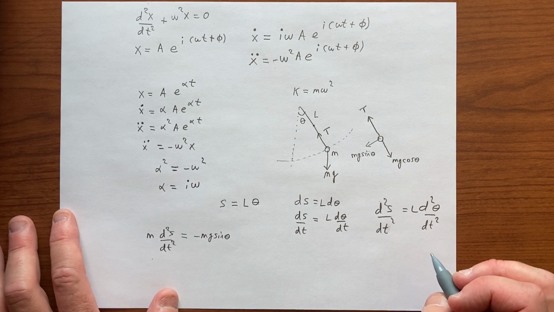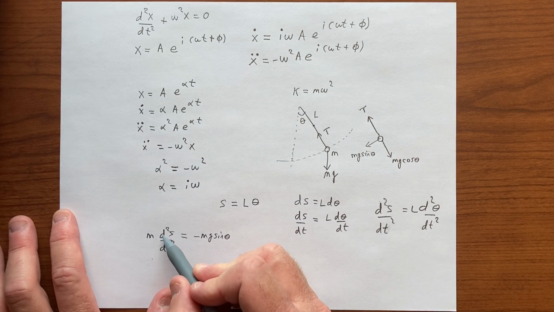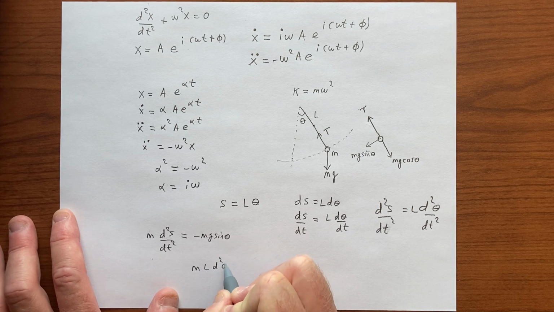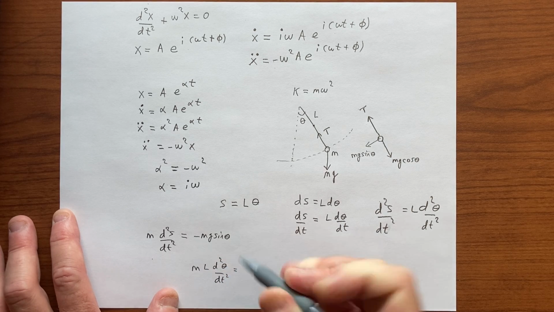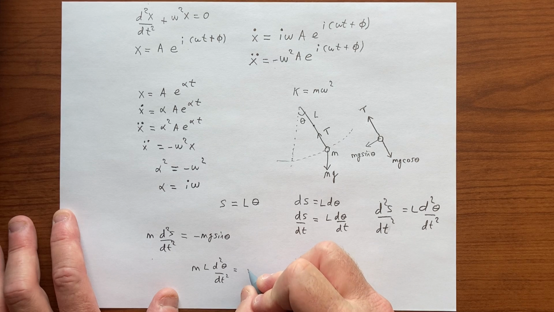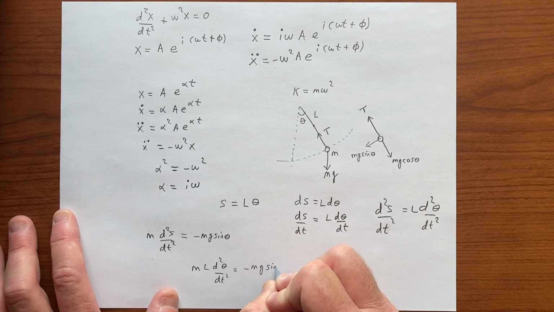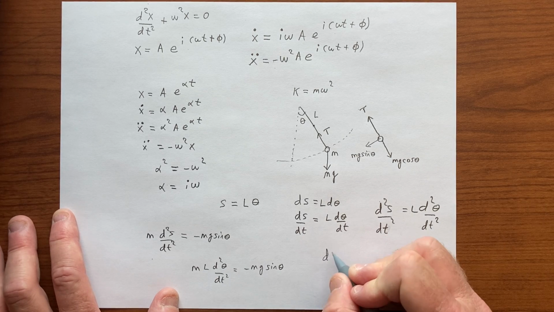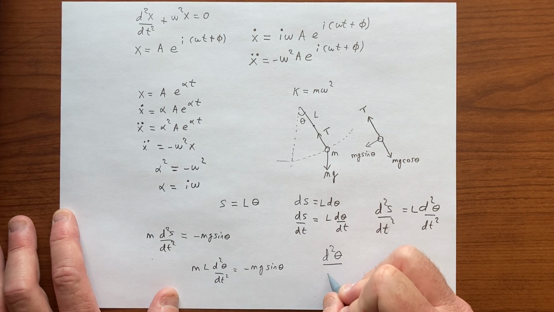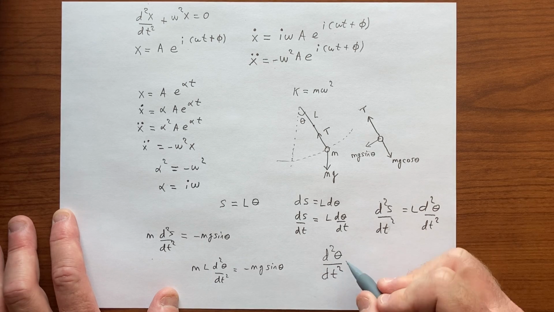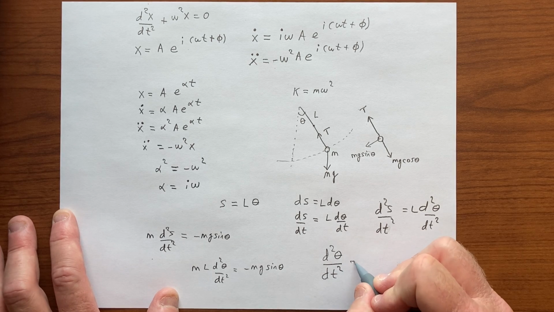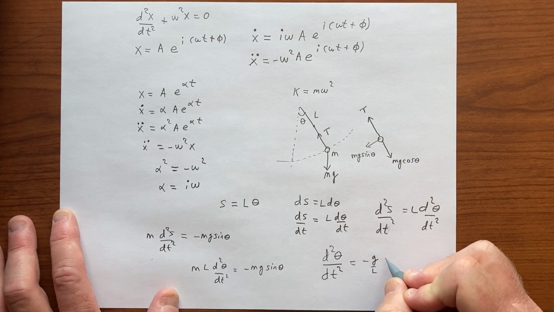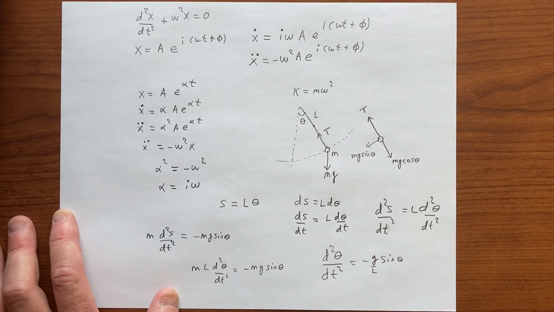And so we'll replace this with this, and so the equation looks like this. Minus mg sine of theta. And so that takes us to two derivatives in the angle. So theta double dot equals, let's bring the L over here, minus g over L sine of theta.